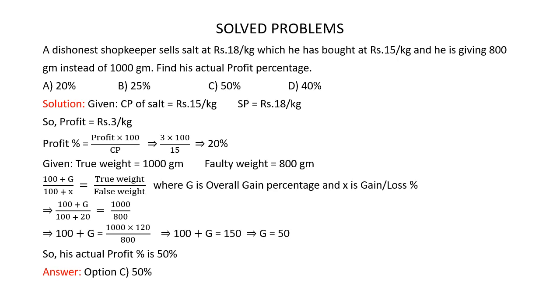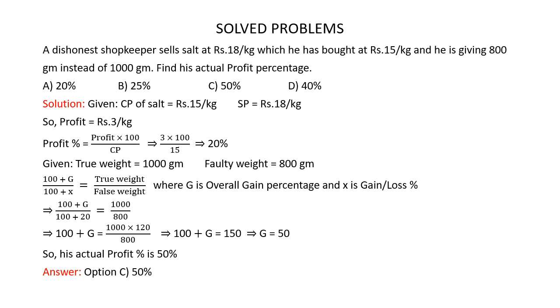Now profit percent can be calculated using the formula profit percent is equal to profit multiplied by 100 divided by cost price. We know that the profit is rupees 3 and cost price is rupees 15. Substituting these values in the formula here, we get profit percent is equal to 3 multiplied by 100 divided by 15. On solving this, we get profit percent is 20%.